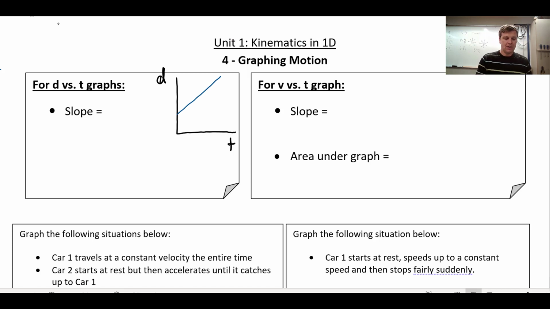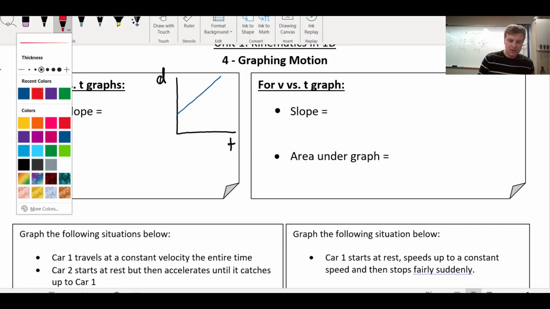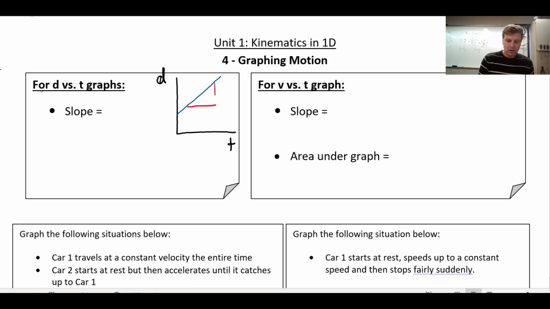There's a lot that we could figure out from this graph. But one thing we could figure out would be, for example, the slope. If I want to find the slope of this graph, you'll recall that slope is the rise divided by the run. So slope is rise over run. Now, the thing to recognize is this slope has an actual meaning. It's telling us something about the motion of the object.